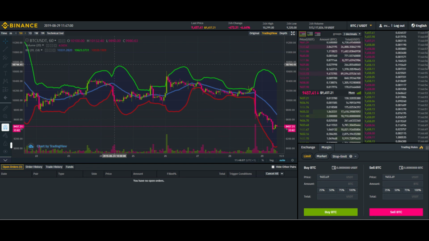On the bottom of the screen you have the open orders and history panel, and on the right the important buy and sell, and the types of buy and sell, either market, limit or stop limit, that you wish to carry out. Again, we'll be looking at this in more detail in another video.